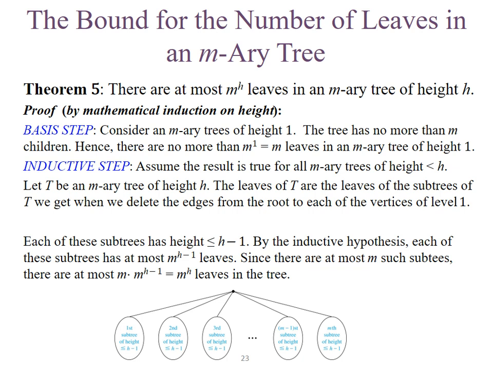We have the last theorem, theorem 5. There are at most m to the power of h leaves in an m-ary tree of height h. If we already know the height of the tree is h, then there are at most m to the power of h leaves in this m-ary tree. It's not that intuitive, but we can see how we prove the theorem by mathematical induction.